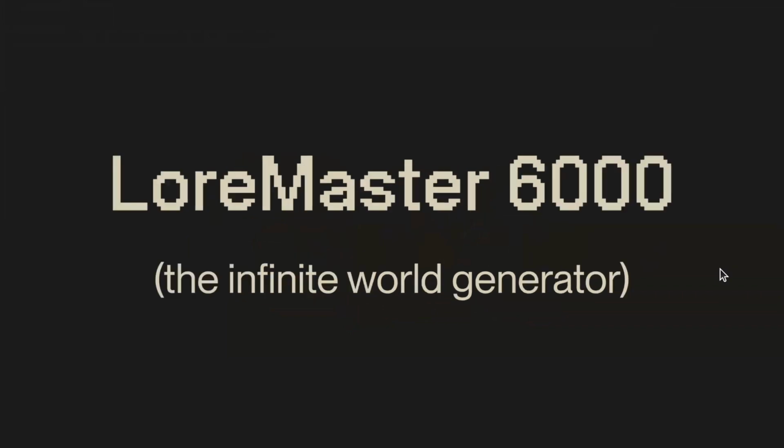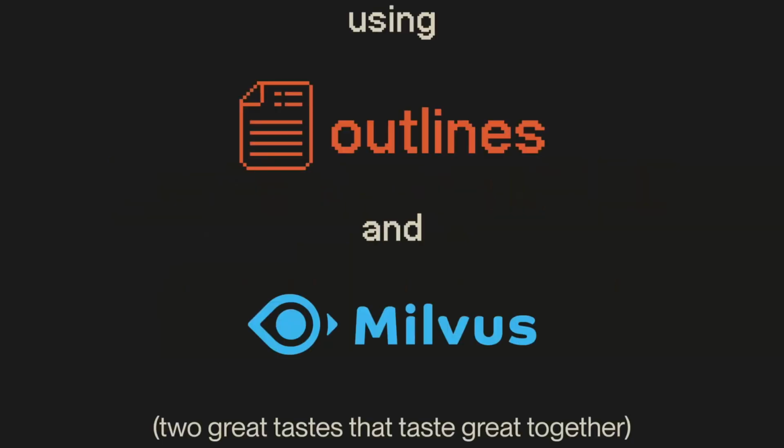Okay, all right. So today we're basically going to be building something called the Lore Master 6000. Stefan asked me to come up with something that kind of uses Milvus. And I was like, oh, okay, I can do that. So what I built is an infinite world generator. I'm going to use Outlines and Milvus. They're two great tastes that go great together.